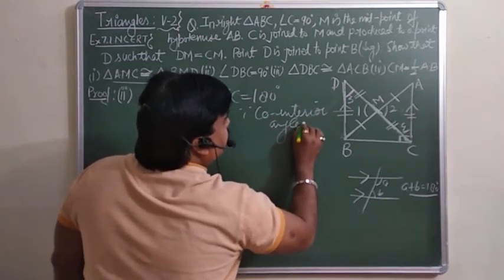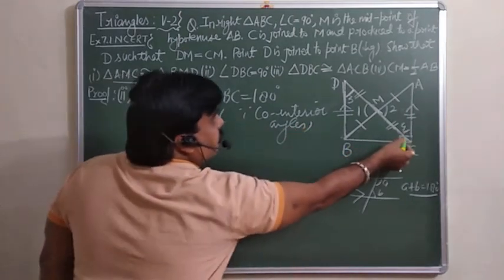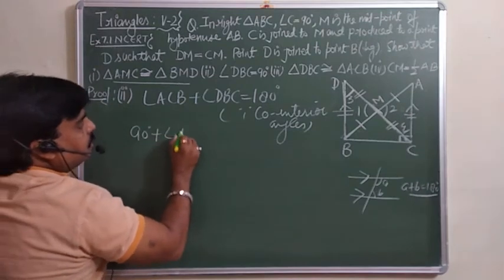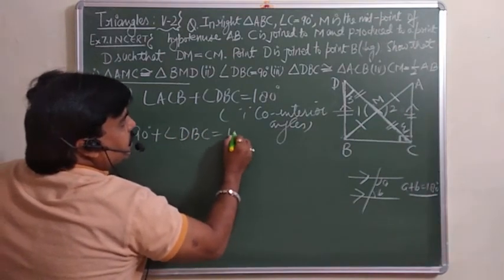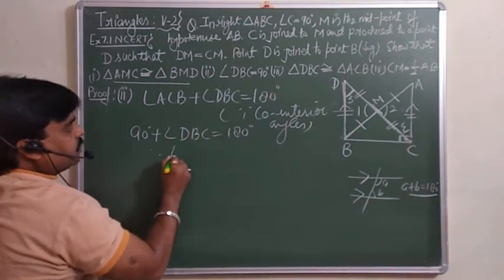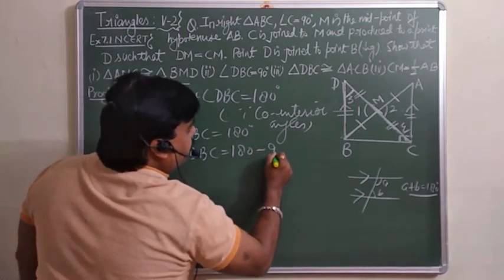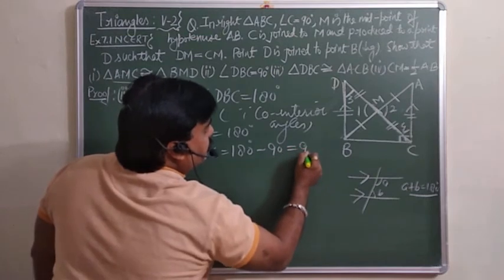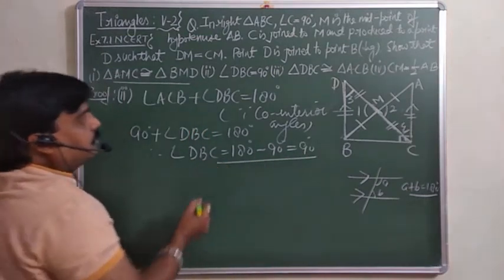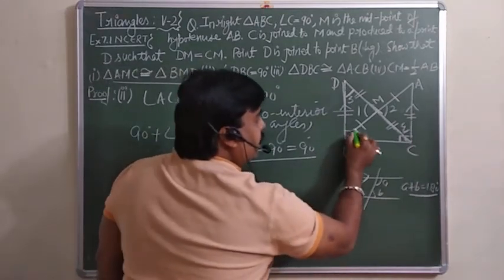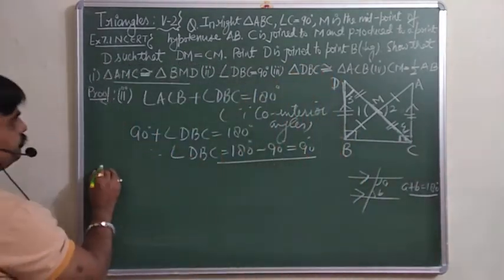angles. And this angle ACB is already given 90. So this is your 90 plus angle DBC is equal to 180. So from here you can say that DBC is equal to 180 minus 90, which is 90. So the second part is over, because we wanted to prove this angle is 90. This is 90. Now take the third part.